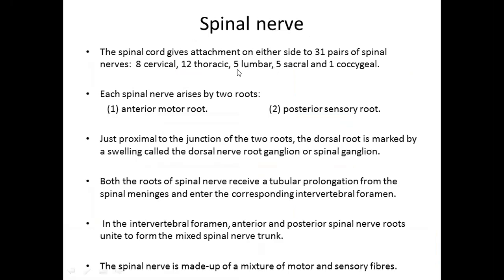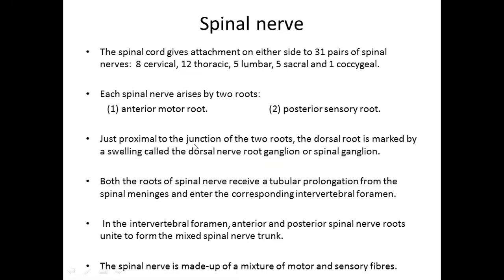Again, what is the number of the spinal nerves? Excellent. 31 pairs of the spinal nerves, and they have the same number as the spinal cord segments. Each spinal nerve arises by two roots: the anterior root, purely motor, and the posterior root, purely sensory.